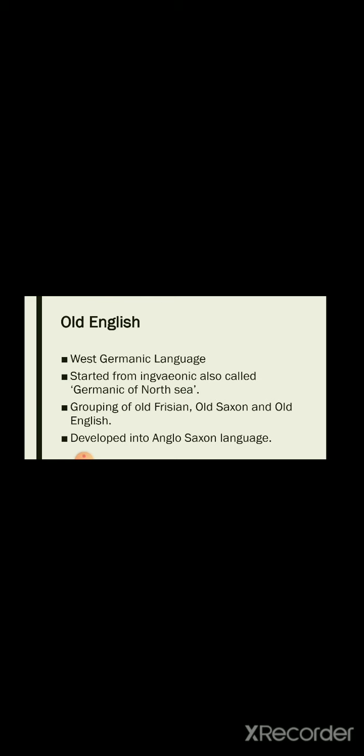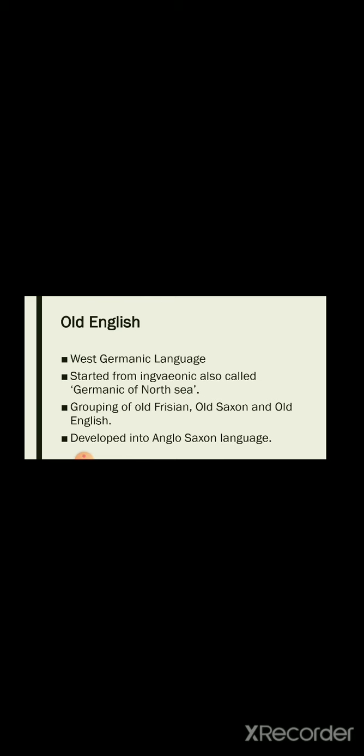Old English was spoken from the mid 5th century to the mid 12th century. It was a West Germanic language of the 5th century. The origin of Old English started from Ingvaeonic, also called Germanic of the North Sea. This language was a grouping of Old Frisian, Old Saxon, and Old English.